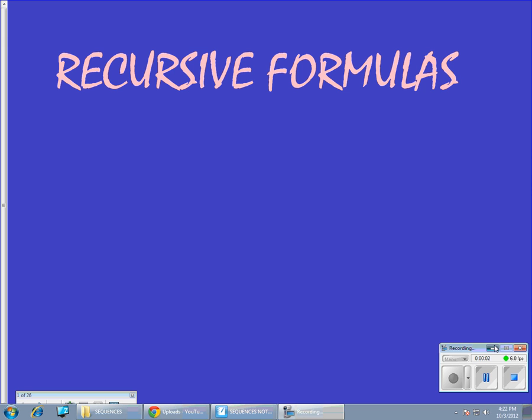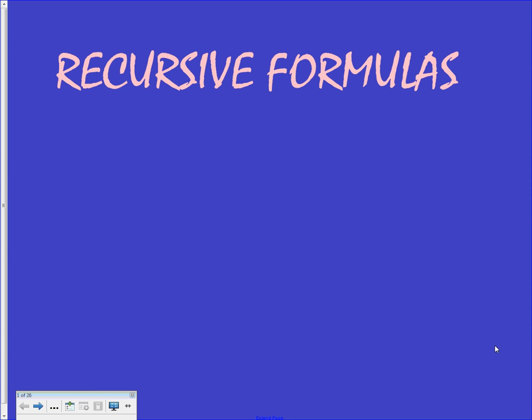The second type of formula is recursive formulas. So yesterday we went over explicit formulas for arithmetic sequences, and hopefully remember that arithmetic means that there's a constant difference between each term. So we're talking about the same type of sequences today, we just have a different way to write it. So recursive formulas are just different notation, okay? Two different ways to write things.